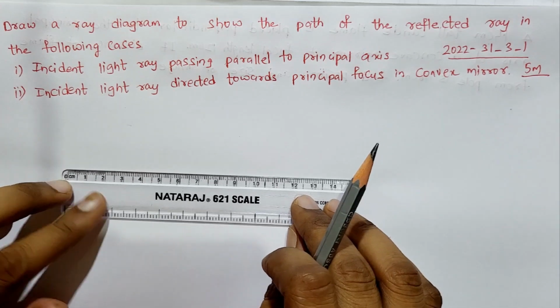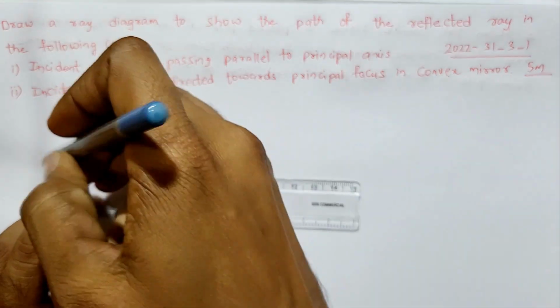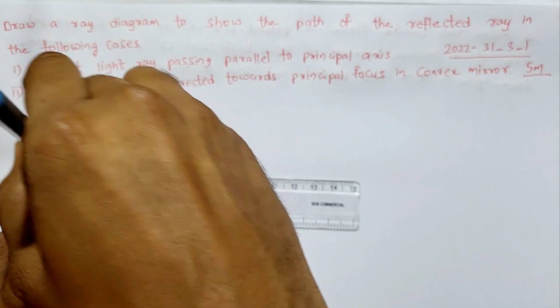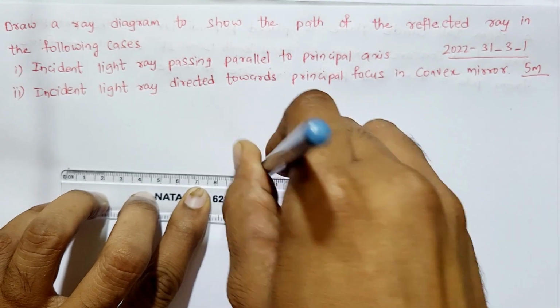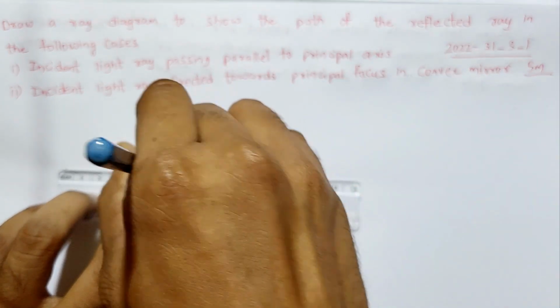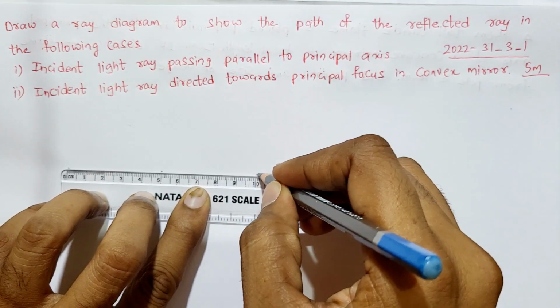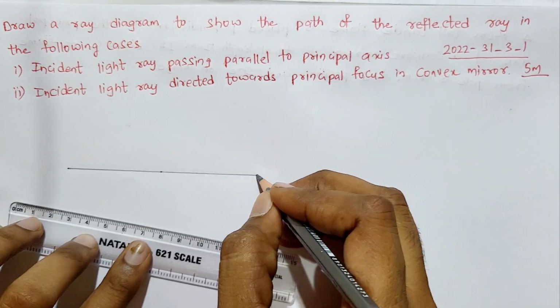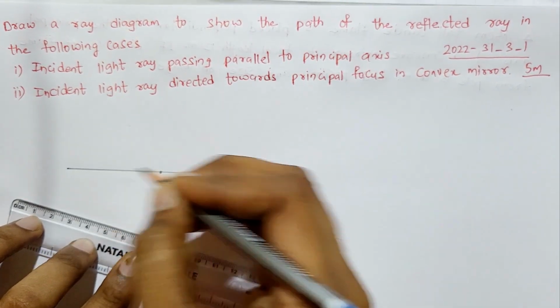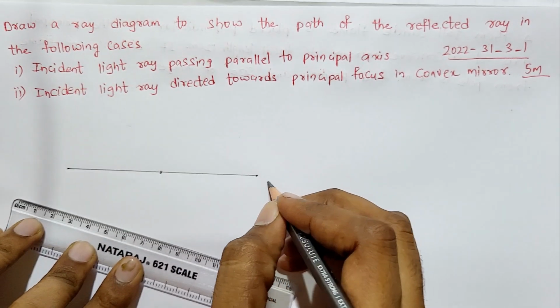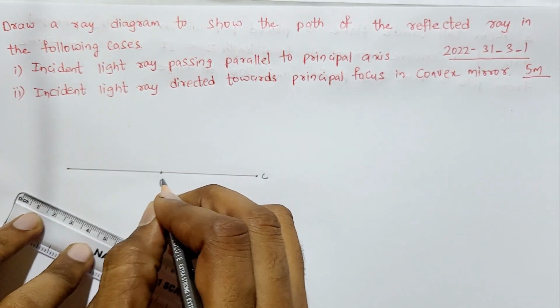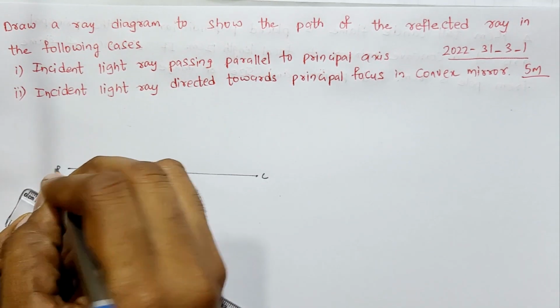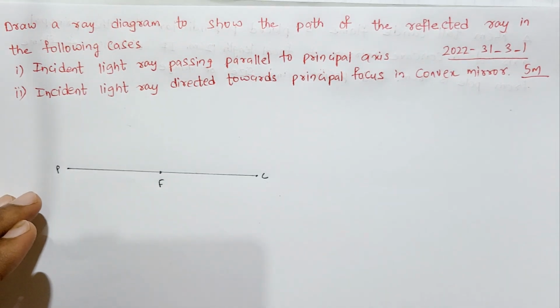To draw the convex mirror, first draw a straight line of length around 10 centimeters. Mark the point at 5 centimeters also. So this one will be the convex mirror. Oh, sorry, straight line from here and from here. This one will be the center of curvature. This one will be the focus, and this one will be the pole of that convex mirror.